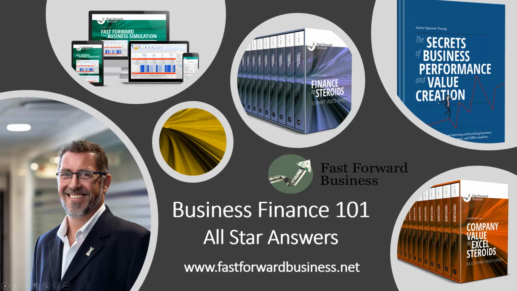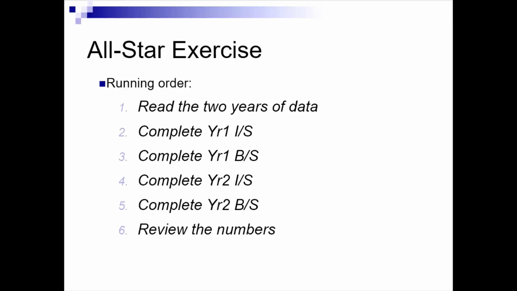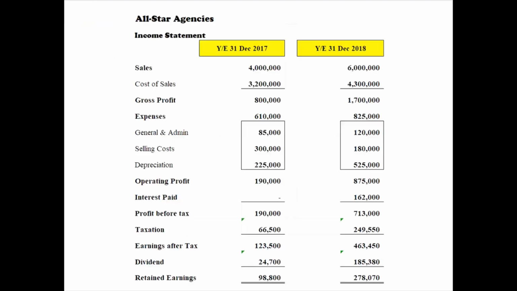Welcome to this video where I will be recording the answers to the All-Star exercise that you have been busy with. Here is the brief. We read the 2 years of data and the intention was to complete year 1 income statement and balance sheet and year 2 income statement and balance sheet. And now we are going to review the numbers.